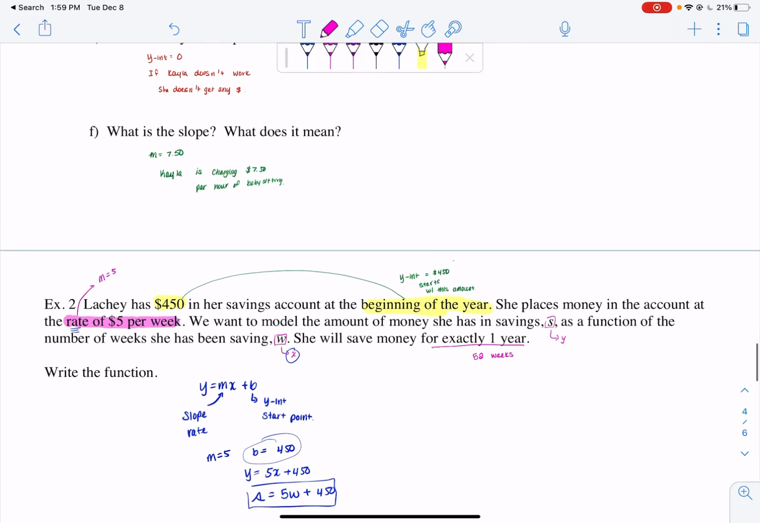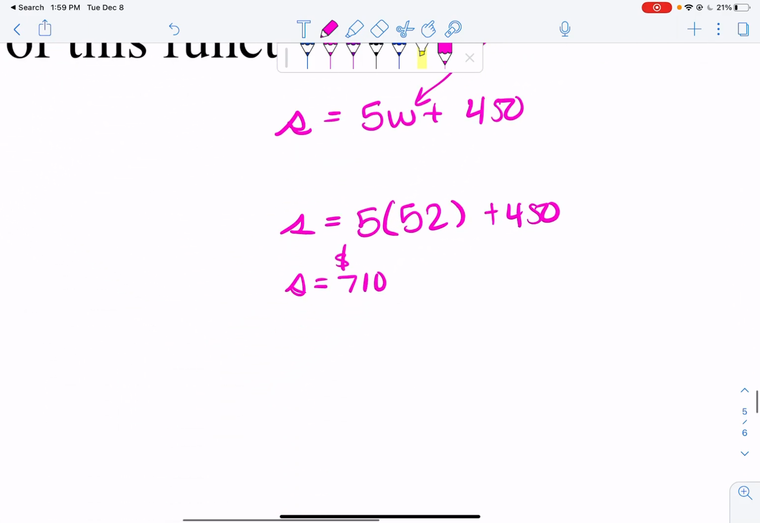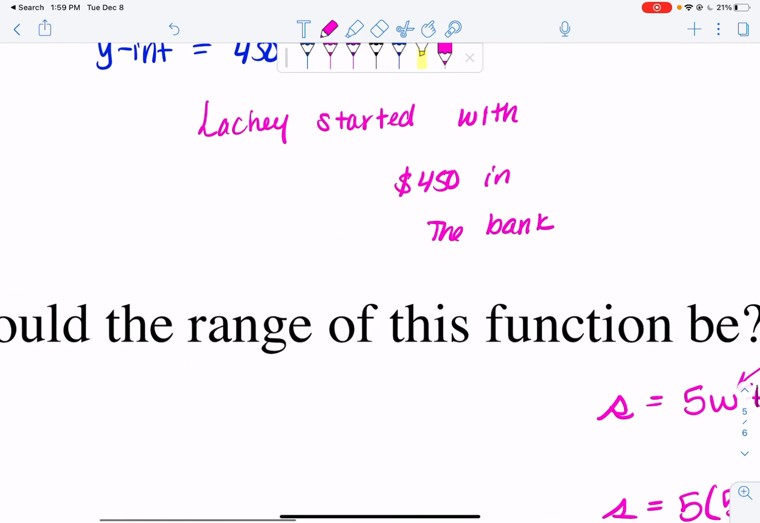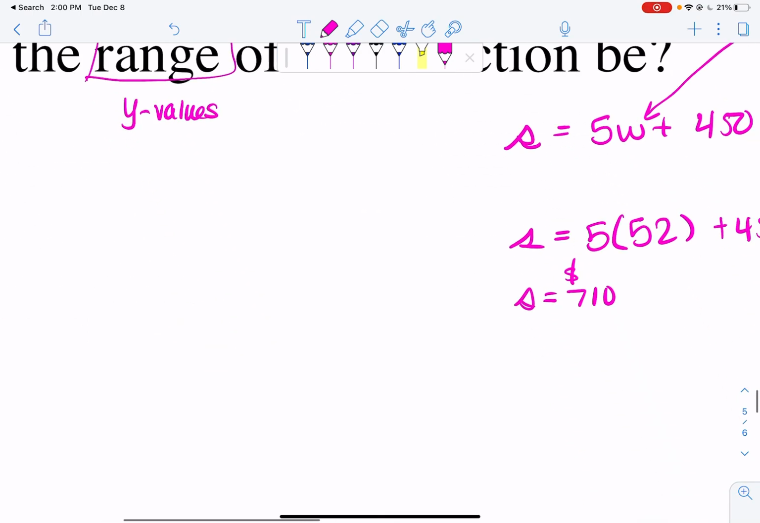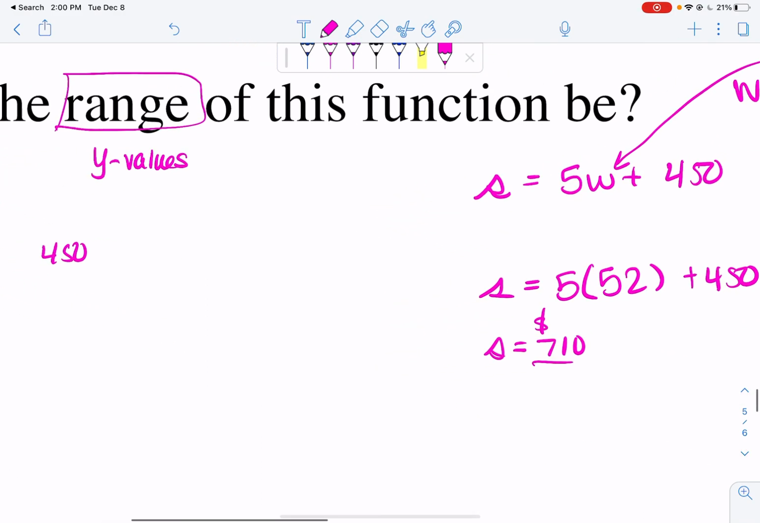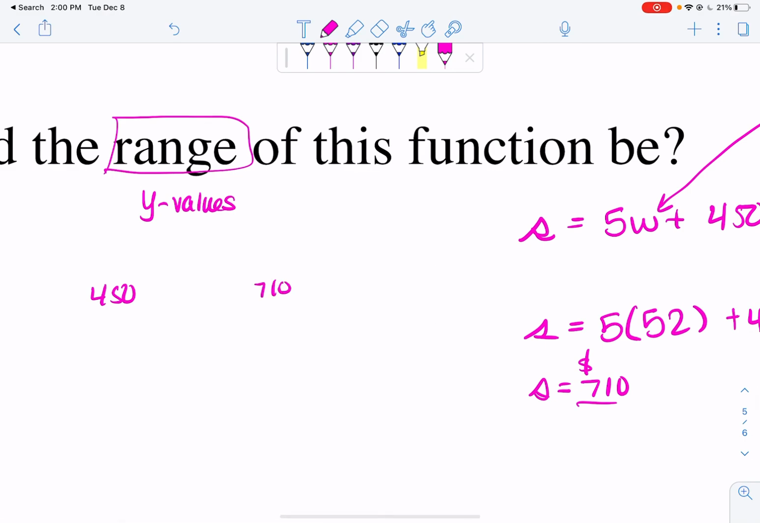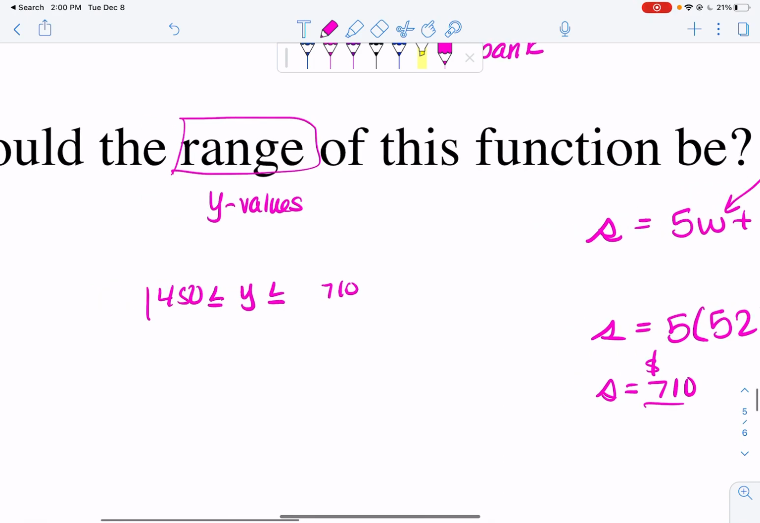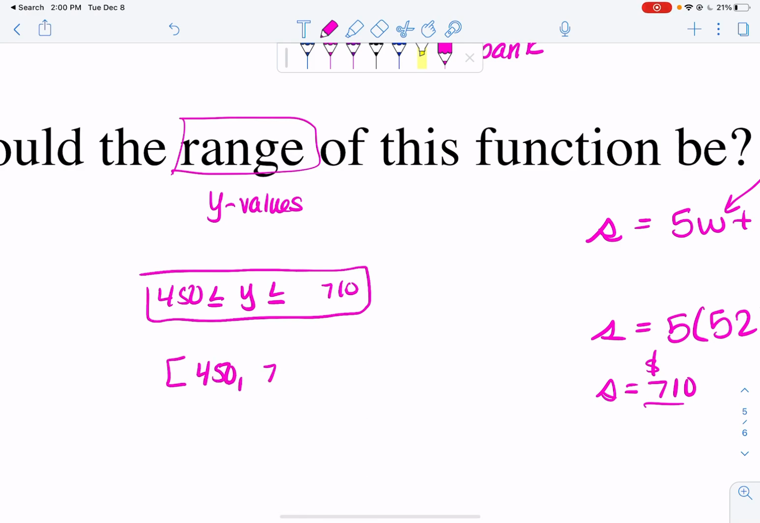But she started with 450, so my range, which are my y values, has a lowest of 450 and a highest of 710. This is how I would write it in inequality notation. That's my range. I can also write it in interval notation by using brackets: 450, 710. And that's your final answer.